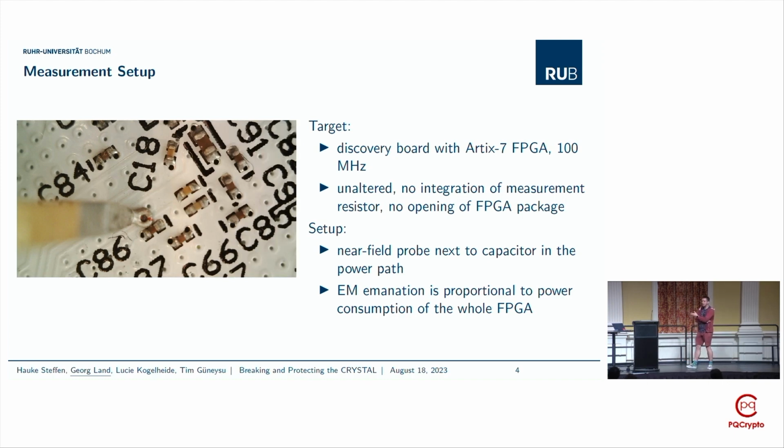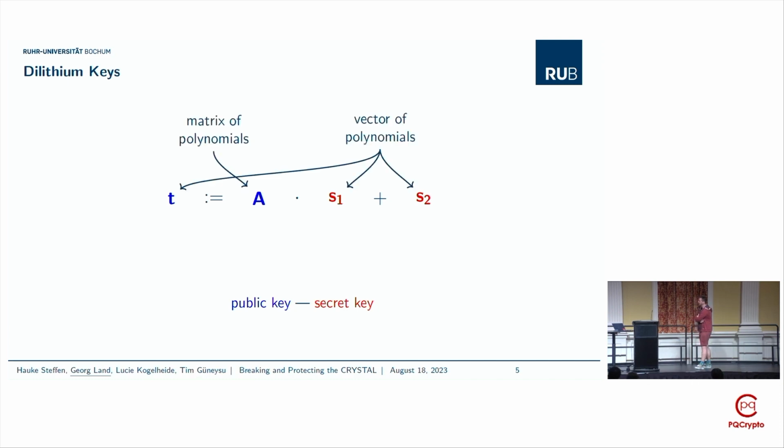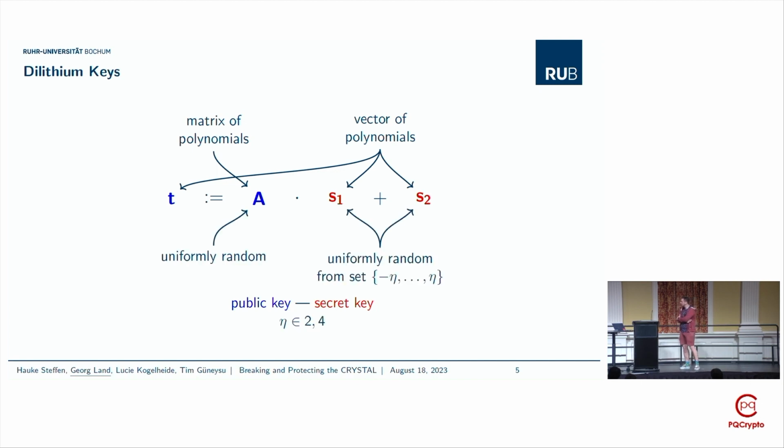Then a short recap on Dilithium keys. That's highly simplified, I know. We have t computed as A times s1 plus s2, where A is a matrix of polynomials and s1 and s2 are vectors of polynomials. A is uniformly random from Z_q, and the secret key is uniformly random from the set minus eta to plus eta.